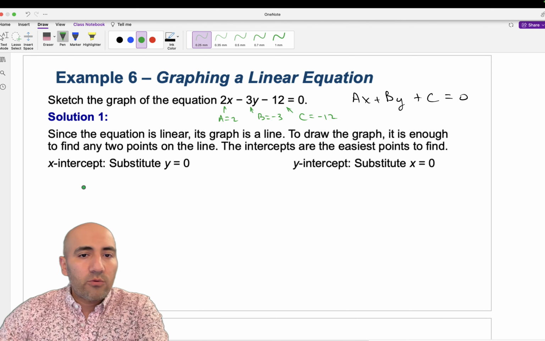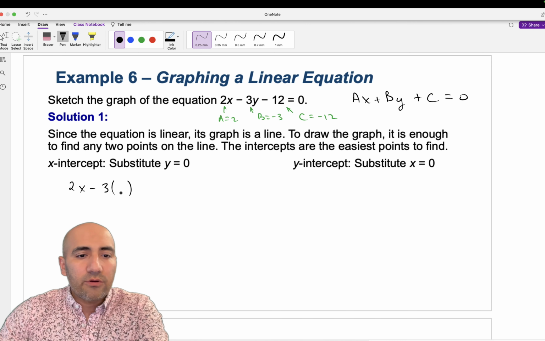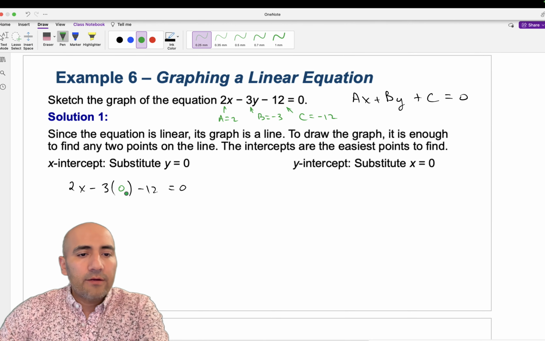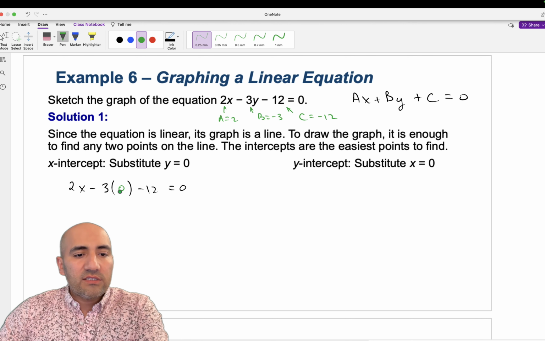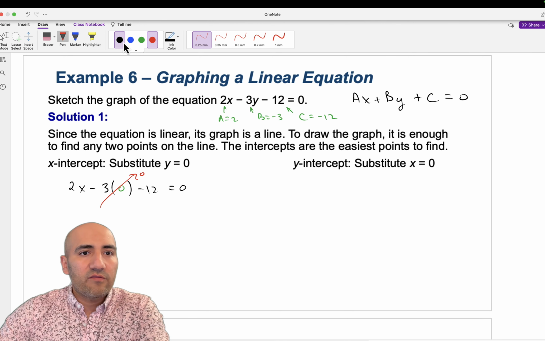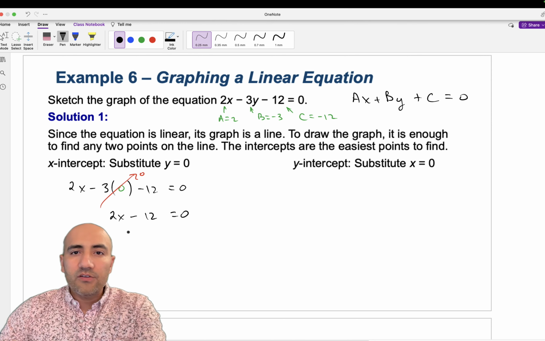So let's copy this equation over here, and we're going to do 2x minus 3 times 0, I'm going to put a 0 there, minus 12 equals 0, letting y equal 0. When we let y equal 0, then 3 times 0 is 0. So this whole term just goes away. This simplifies to 2x minus 12 equals 0, and that makes it really easy to solve for x.